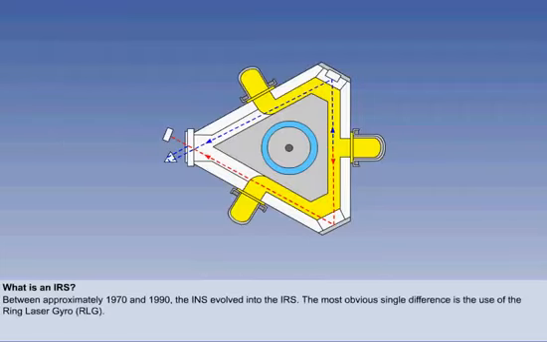The term inertial reference system, as opposed to inertial navigation system, is usually used if the reference datum is a ring laser gyro instead of a spinning disc type of tuned rotor gyro. We'll look at how a ring laser gyro works shortly.